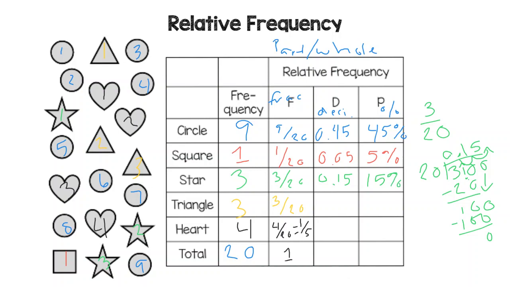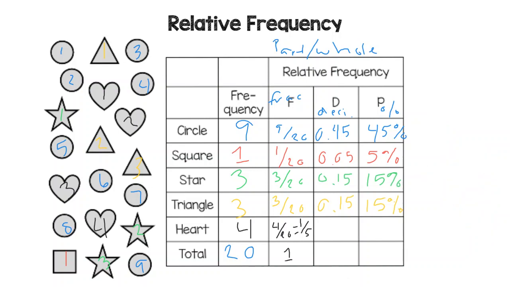Now, if you look, star and triangle are the same thing. They're both 3 over 20. So I don't need to do this whole process again. I can just use those same numbers. So I'm going to go ahead and fill that in.